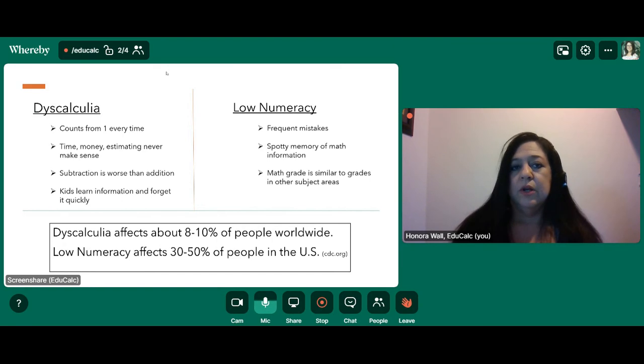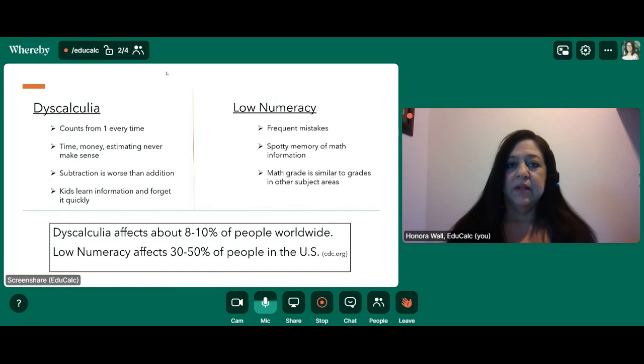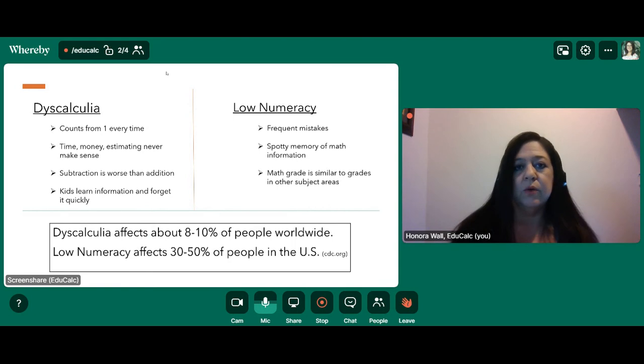In your classroom or at home, you might notice that your student is counting from 1 every time, and they don't seem to develop the more advanced methods of counting that we expect to see by late kindergarten or first grade. For people with dyscalculia, certain things like telling time, elapsed time, counting out money or change, or dealing with directions, estimating, these concepts never make a lot of sense, even as adults. Also, you might see that subtraction is worse than addition, or division is worse than multiplication. Everything backwards tends to be more difficult for students with dyscalculia.